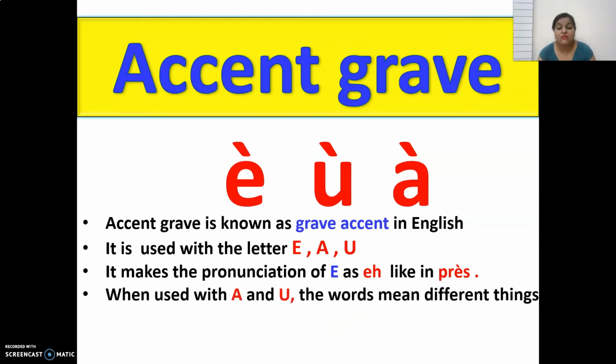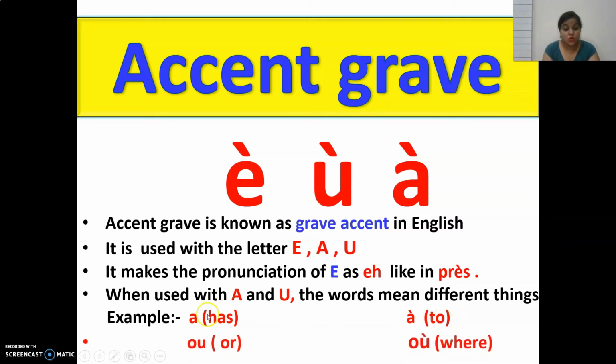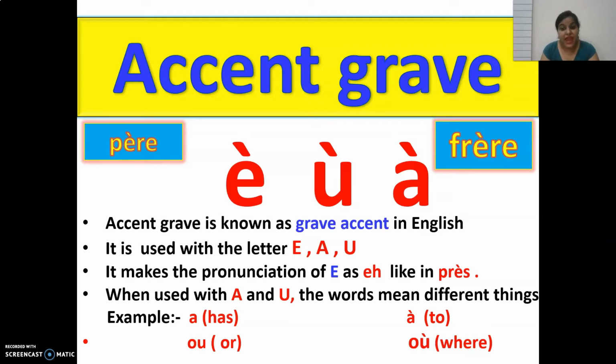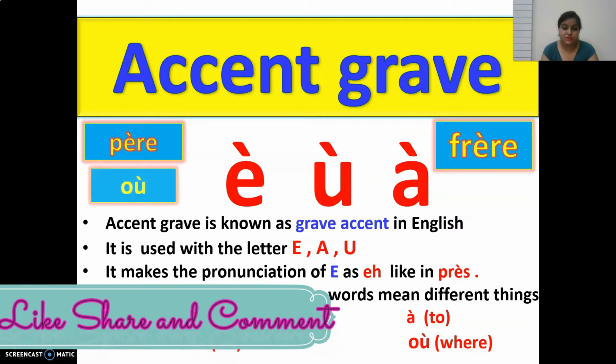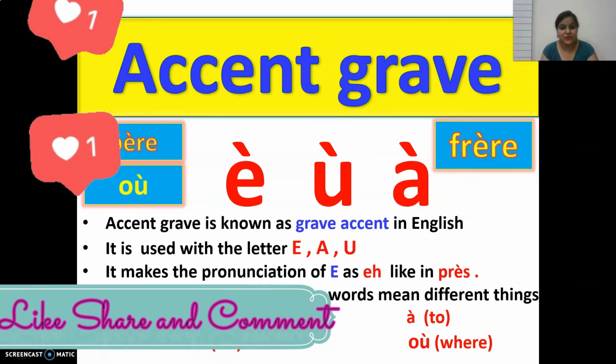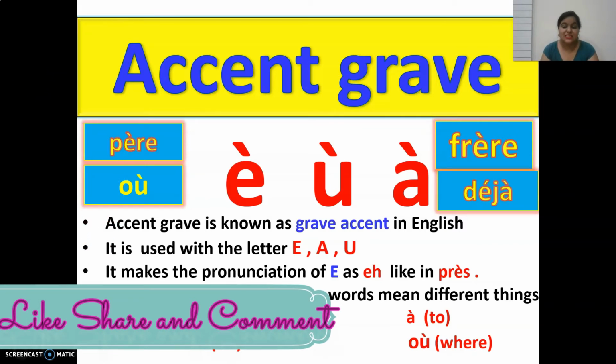When you put an accent grave over A and U, then it totally changes the meaning of the words. Let's see an example. A without an accent grave means has. But when I put an accent grave over an A, it means to. Let's see another example. U without an accent grave means or, but U with an accent grave means where. Let's see some examples. For example, père. Père means father. Frère. Frère means brother. Où, I told you, it means where. And déjà, déjà means already.